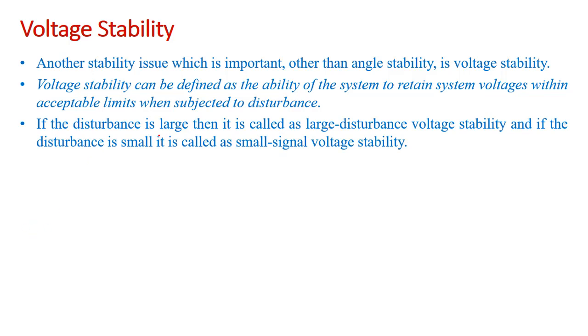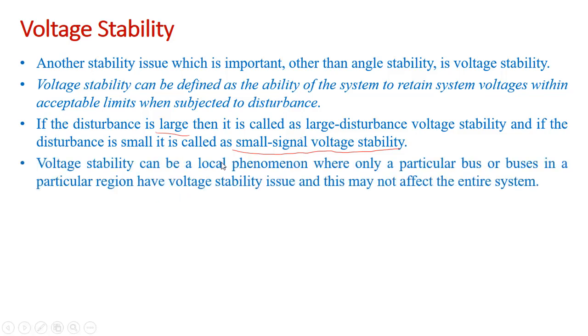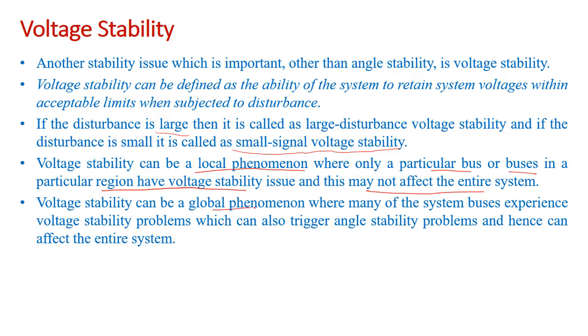If the disturbance is large, then it is called large disturbance voltage stability. And if the disturbance is small, it is called small signal voltage stability, similar to angle stability. Voltage stability can be a local phenomenon, where only a particular bus or buses in a particular region have a voltage stability issue, and this may not affect the entire system. Voltage stability can also be a global phenomenon where many of the system buses experience voltage instability. This is called voltage collapse.